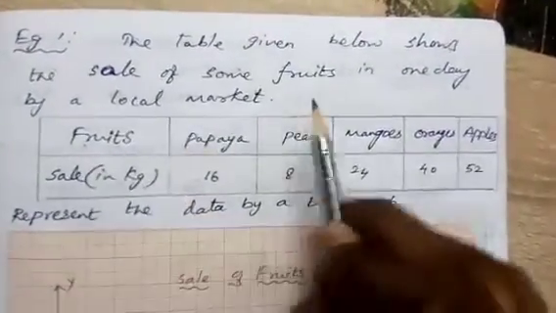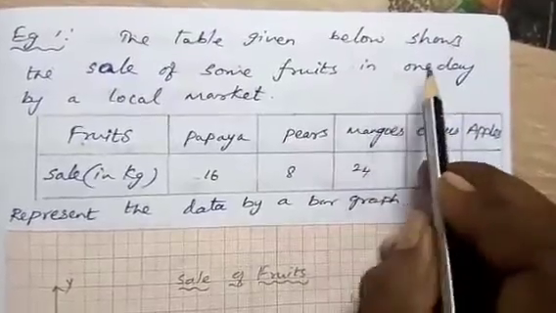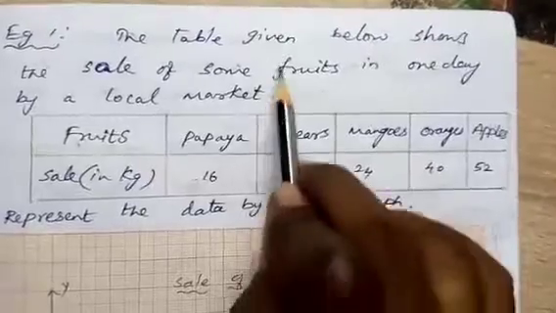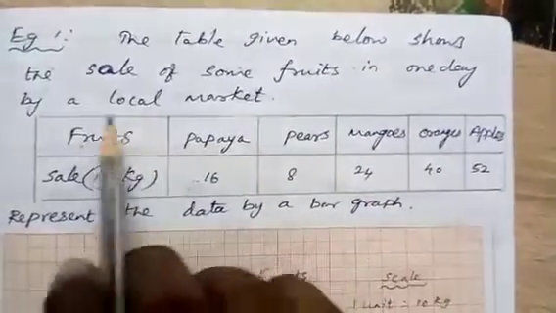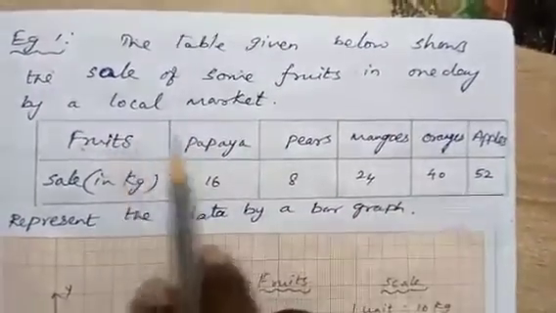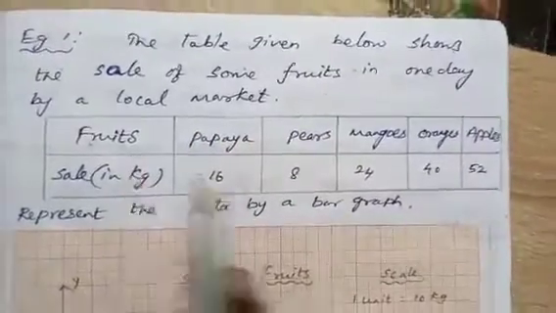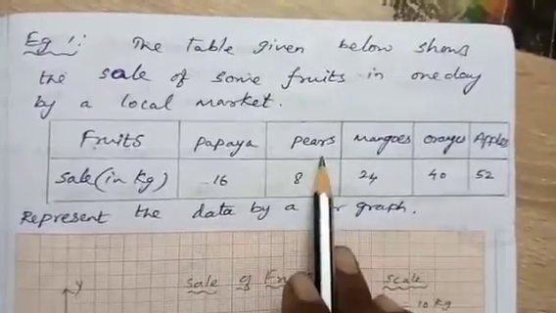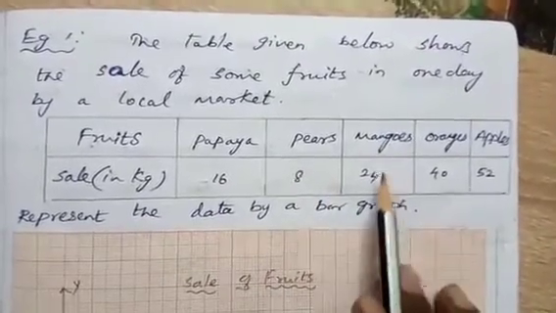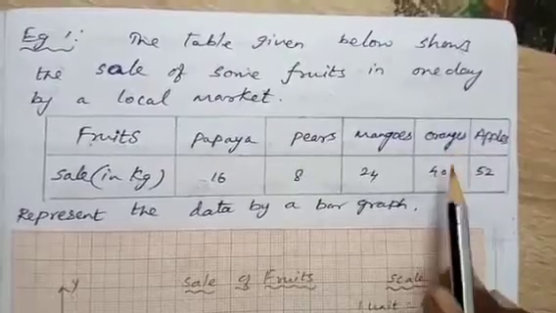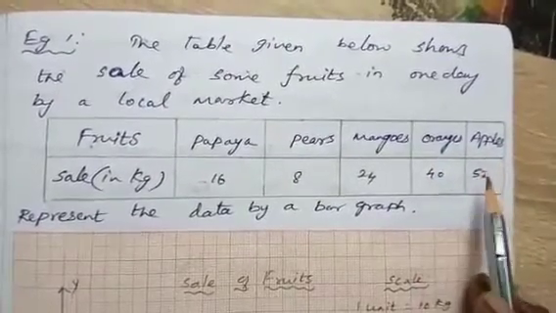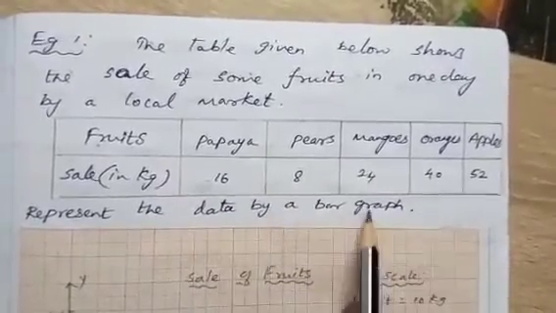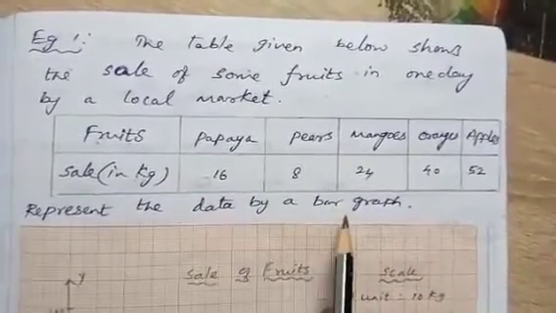The first question is, the table given below shows the sale of some fruits in one day by a local market. Fruits: papaya sale 16 kilogram, pears 8 kilogram, mangoes 24 kilogram, oranges 40 kilogram, apples 52 kilogram. Represent the data by a bar graph.